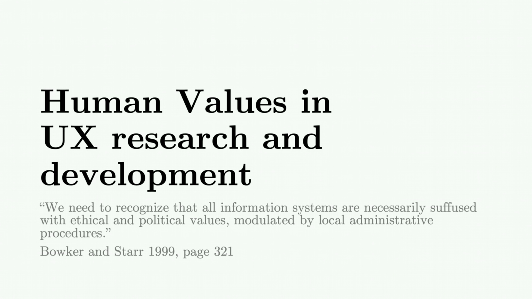And part of achieving this empathy for people in the user experience context is understanding human values. Bowker and Star stated, we need to recognize that all information systems are necessarily suffused with ethics and political values modulated by local administrative procedures.